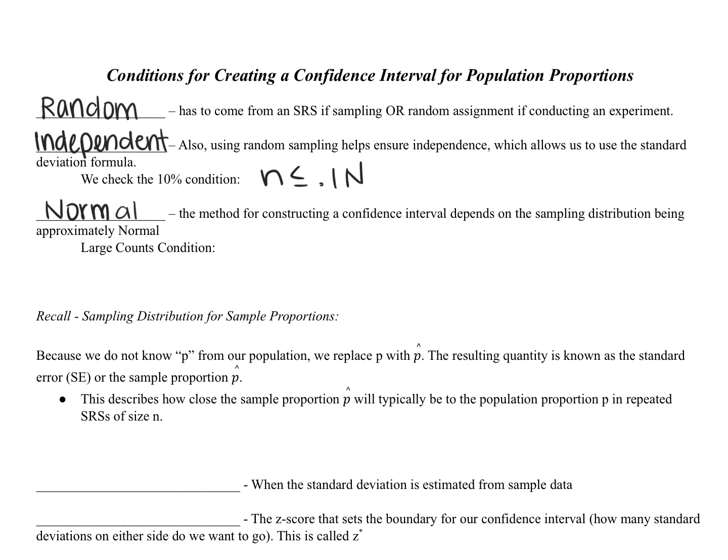When we're making sure that we have a normal distribution, we use the large counts condition, which, because we're looking at p hat, means n times p hat has to be greater than or equal to 10, and n times 1 minus p hat has to be greater than or equal to 10.